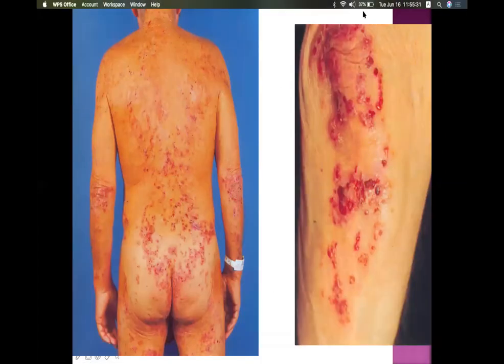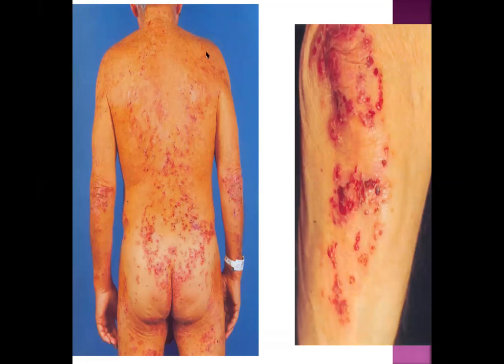Now look at this picture. See here, the back is affected. Look at the back of the elbow, even the back side of the arm. The elbow is a very important part here, around the buttock area, even the natal cleft. So these are very commonly affected.